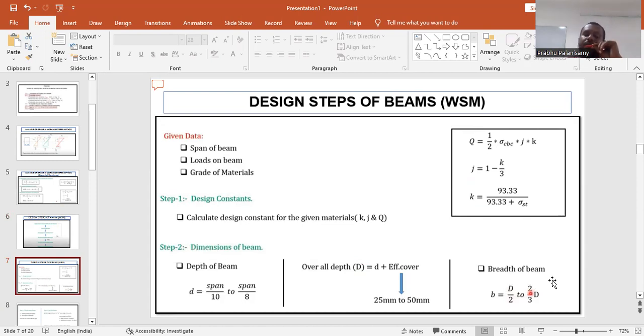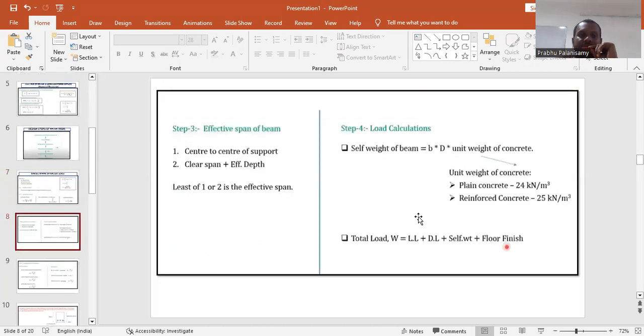The depth of the beam can be identified by this condition: depth is equal to span by 10 to span by 8, whichever ratio can be taken. The overall depth is D plus effective cover. Effective cover can be taken from 25 mm to 50 mm; this is the range, and you can take anything in it. The breadth of the beam is from the ratio of D by 2 to 2 by 3 of D. From this ratio we can identify the breadth.